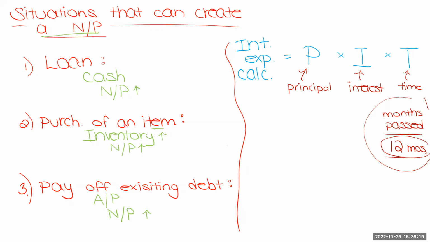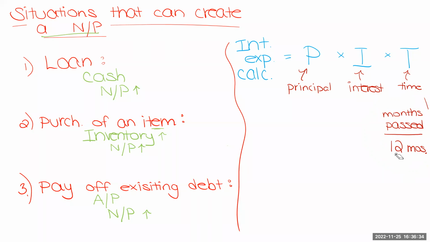Don't change that 12 months. It has to stay at 12 months. That's where students get tripped up. Okay. All right, so just never change it. Your denominator for time always has to be 12 months.